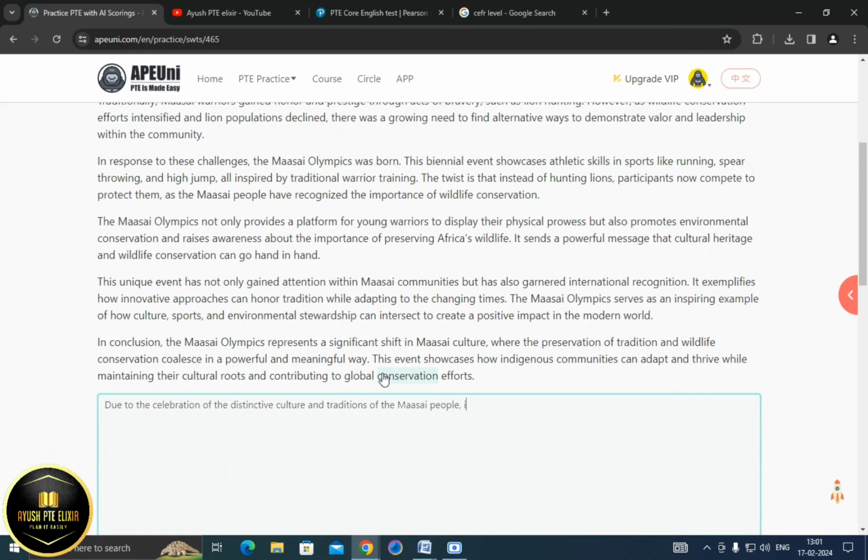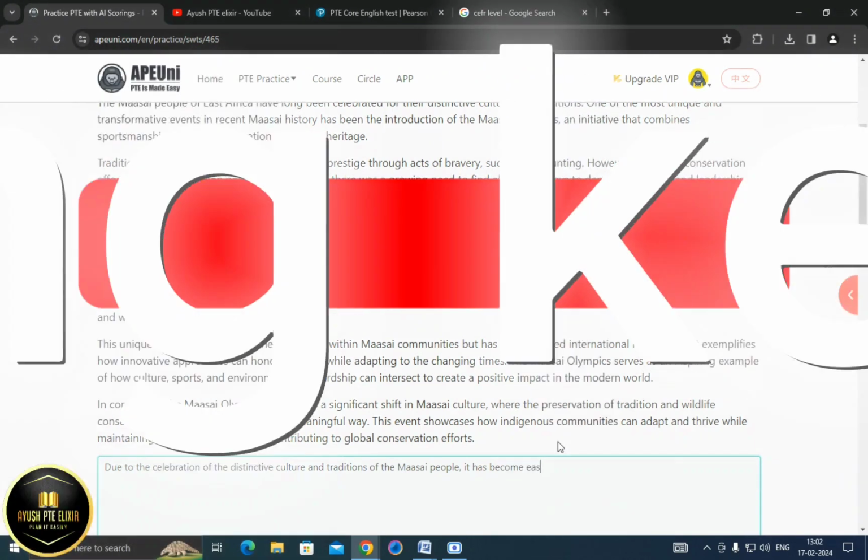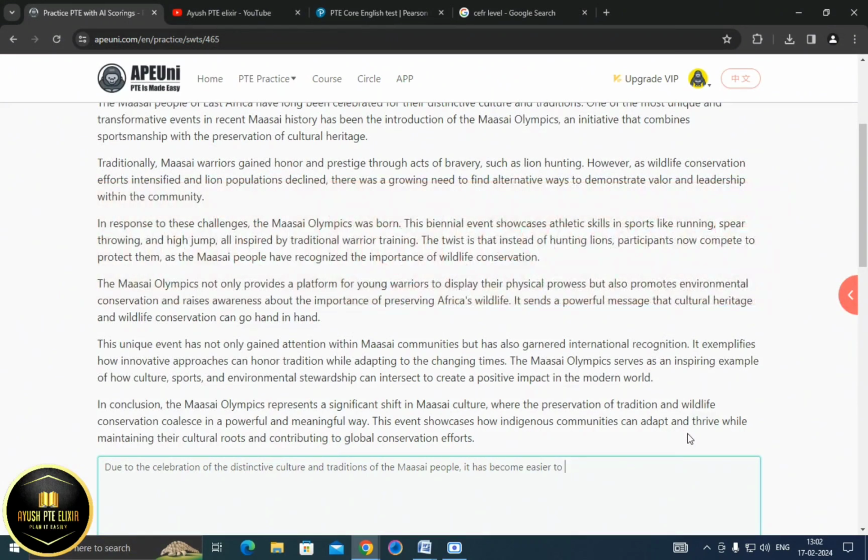It is because they are focusing much on providing a shift to their culture where they have combined both of them. Their cultural roots are protected, and wildlife conservation is also there. So you can connect them: due to the celebration of the distinctive culture and traditions of the Maasai people, it has become easier to adapt and thrive. I'm sorry, I'm very bad at typing.